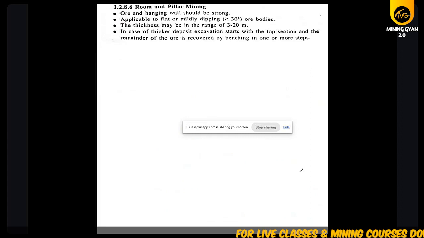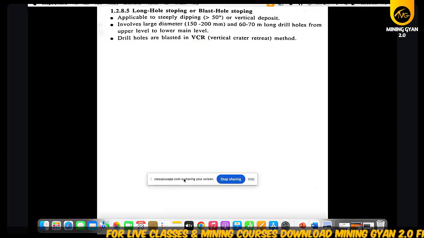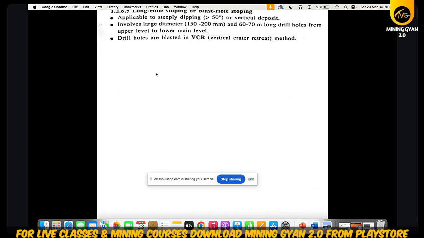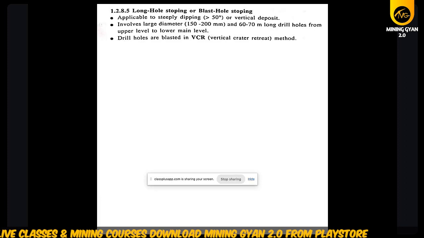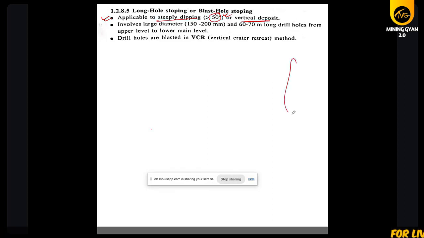Room and pillar method. First, long hole stoping or blast stoping method. Just remember these 2-3 methods, and I did not get more information, so I thought that you should stick to your AK Gorai. So long hole stoping method application is steep dipping, meaning more than 50 degrees, that is, the deposit should be vertical.